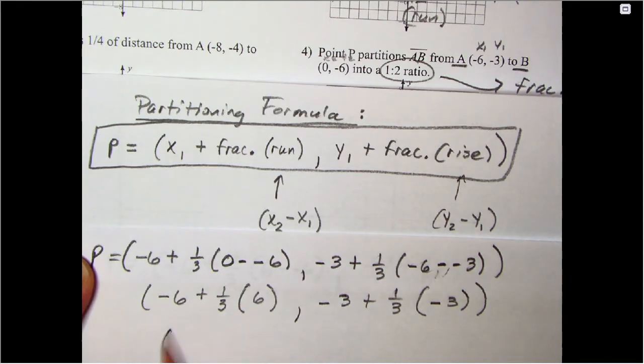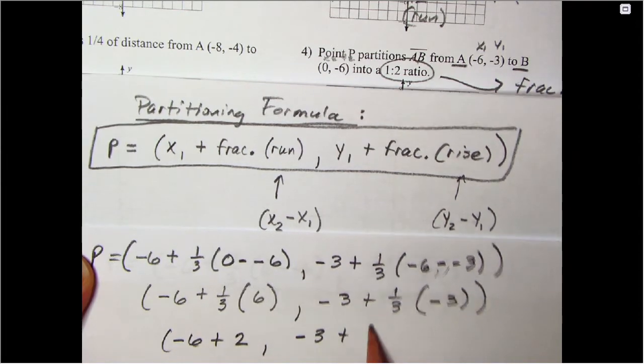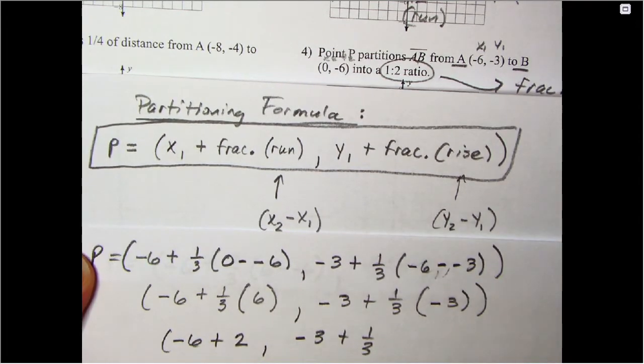All right, so this becomes -6 plus, well, 1/3 of 6 is 2. This is -3 plus 1/3, let me get rid of my 1/3, I'm about to multiply it. 1/3 of a -3 is -1. So this ends up as -4, and that's the same thing we got using the graphing method.